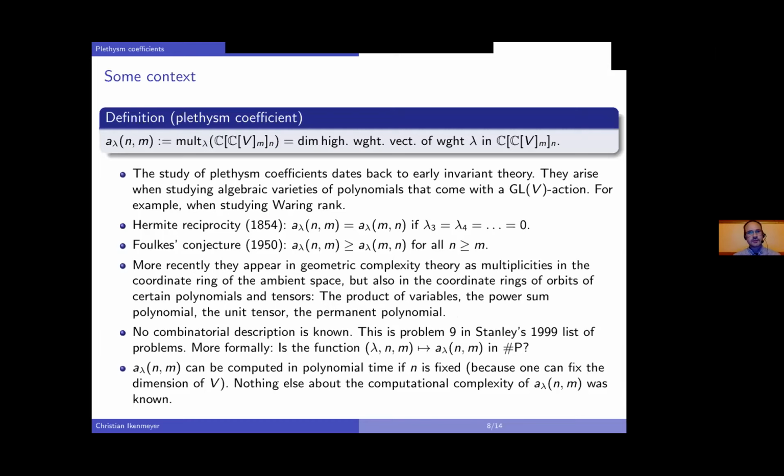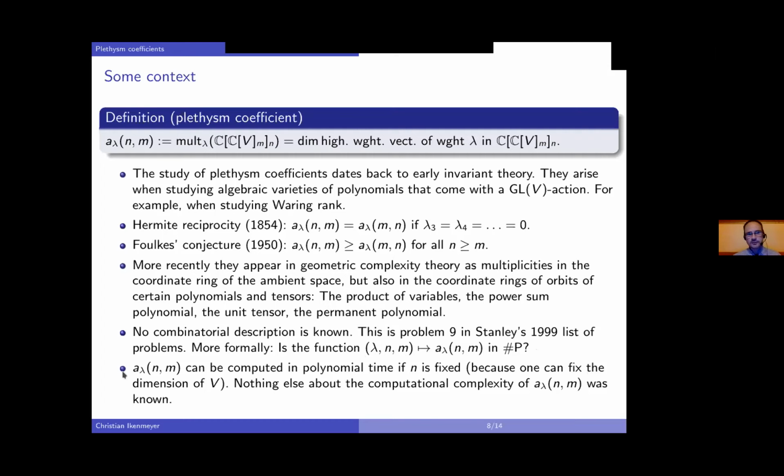It's defined as a dimension of a vector space, but we don't know of any nice basis of that vector space. If we had some nice basis in terms of combinatorics, that would solve it. There might be some other way of solving this that does not involve finding a basis, but this is the big open question about these coefficients. There are some complexity results about them, but not many.